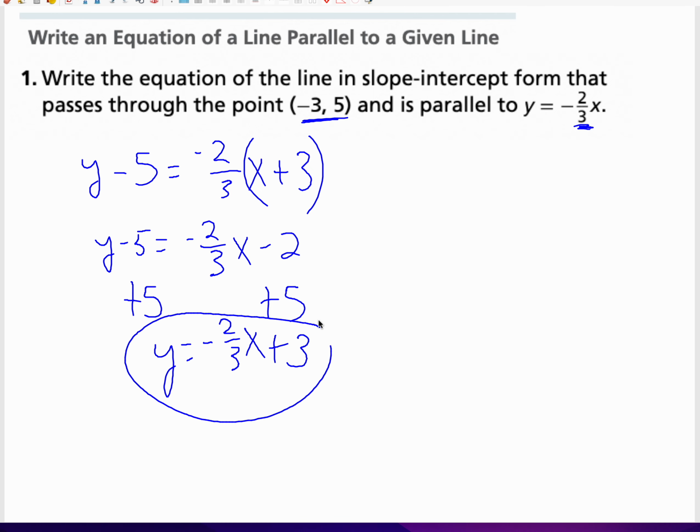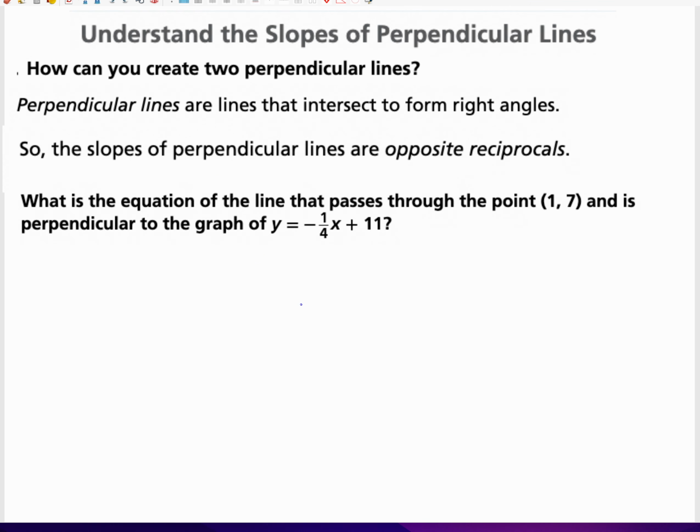Not too bad so far. All right. What's next? The same thing. Oh, no, it's Understand the slopes of perpendicular lines. How can you create 2 perpendicular lines? Perpendicular lines, you know what they are. They form right angles, right?